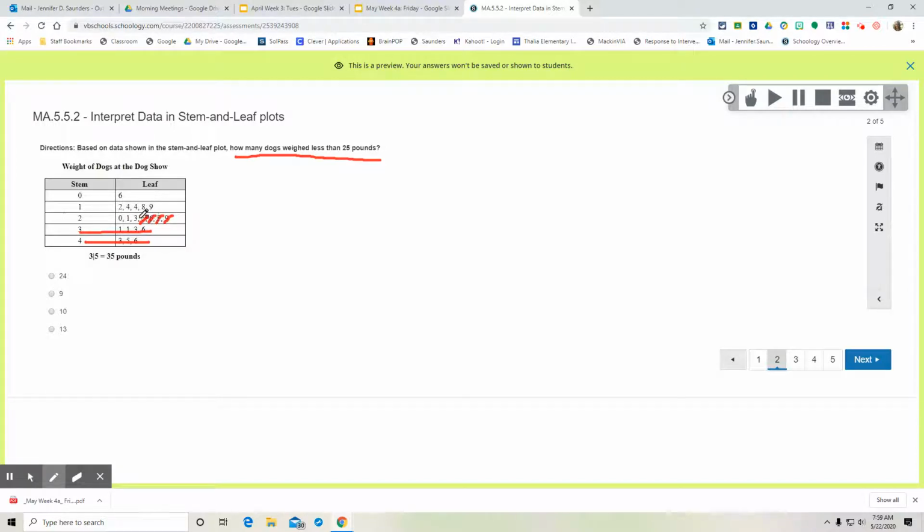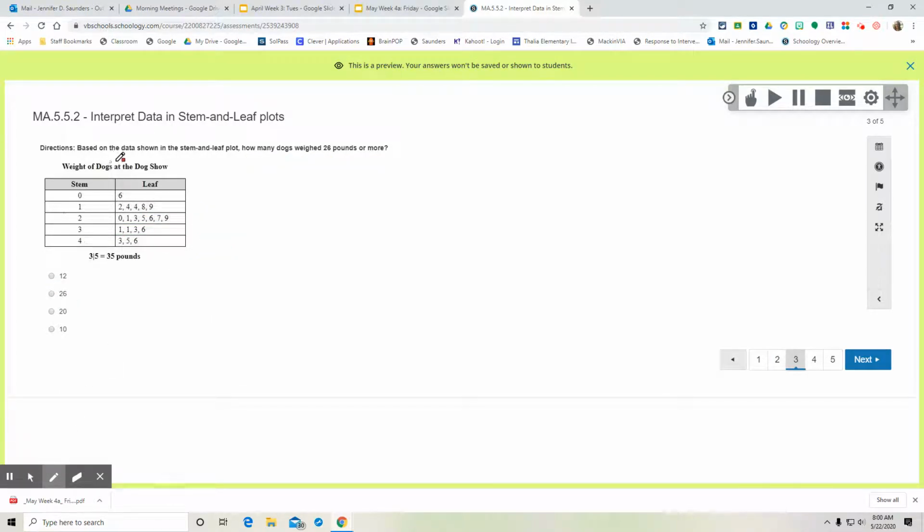So here is where I start counting, because this number is 23. 1, 2, 3, 4, 5, 6, 7, 8, and 9. 9 dogs were less. I'm going to do that one more time so you can see, because remember, this means 23, and that's less than 25 pounds. The next number in that set is 21. Again, less than 25 pounds. This is 20, less than 25 pounds. 19. So all I had to do, once I found where I'm going to start counting, is just count those number of leaves and be done.